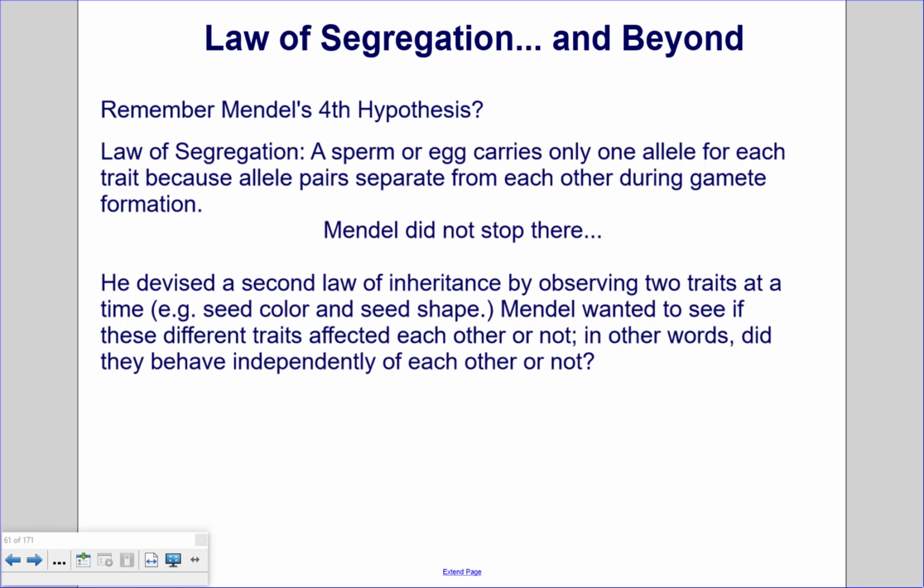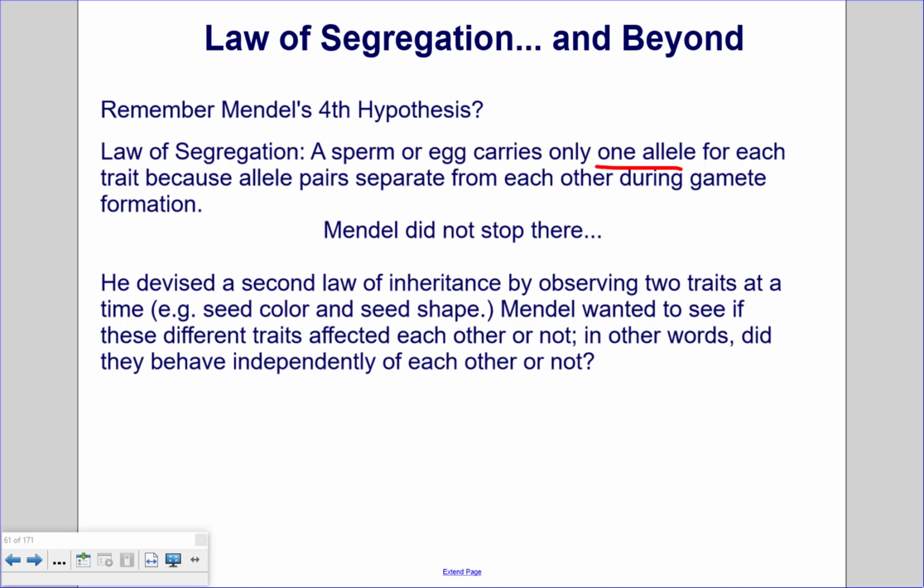Law of segregation, and beyond. Remember Mendel's fourth hypothesis? The law of segregation. A sperm or egg carries only one allele for each trait because allele pairs separate from each other during gamete formation. Mendel did not stop there.